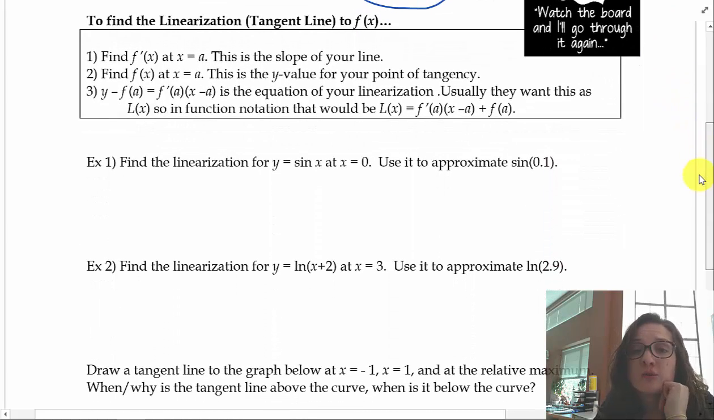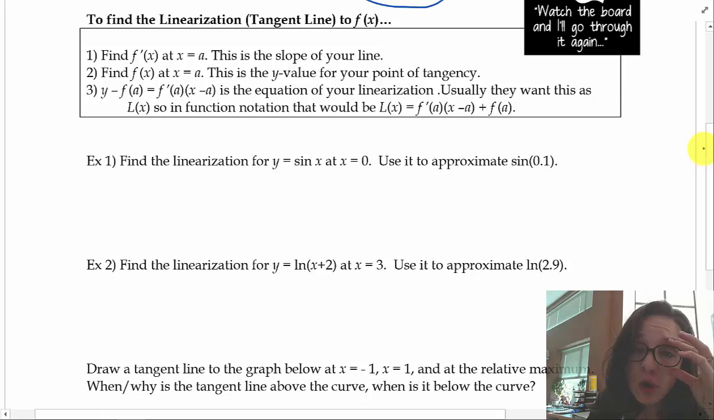If you're ever asked to find the linearization of something, all you're going to do is find the tangent line to that thing. Just a reminder, to find a tangent line, I need three things: the slope, an x, and a y. Find f prime at a, that's the slope. x equals a is your x value. Find f of x at that value, that gives you your y value. And then y minus f of a equals f prime times x minus a. That's the equation of your linearization.